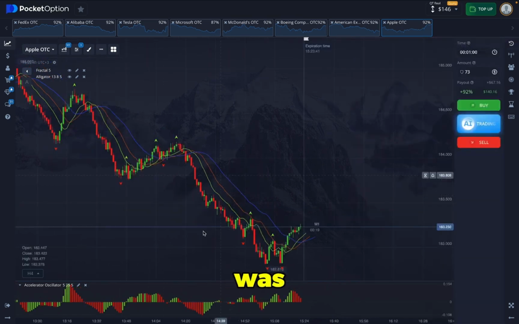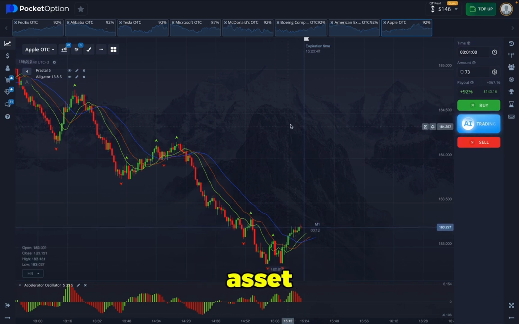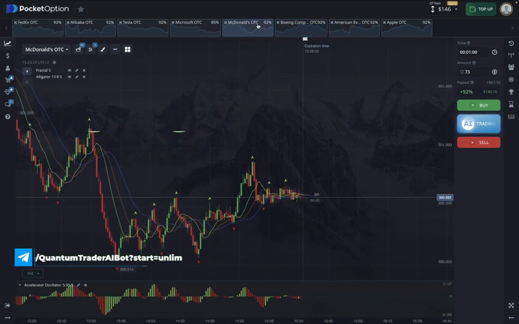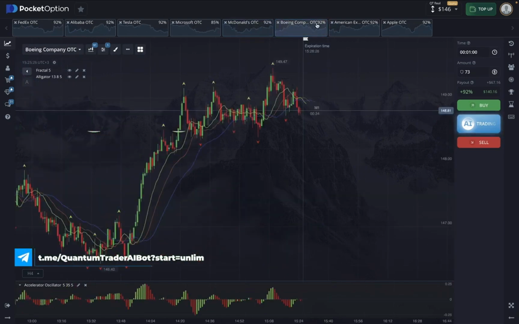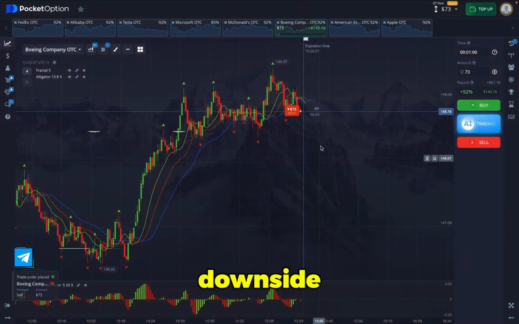In general, there was a good entry point here. A fairly good exit also occurred, and close the deal with a plus without any problems. We will change the asset and continue trading. Let's try to open a downside position here.